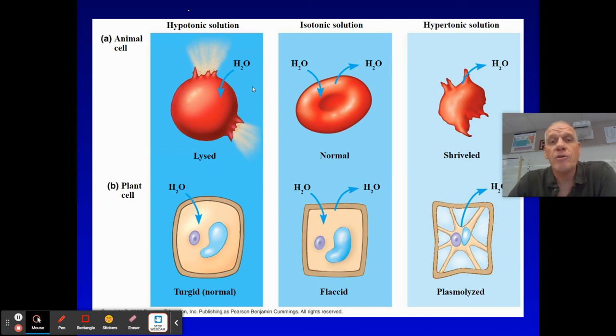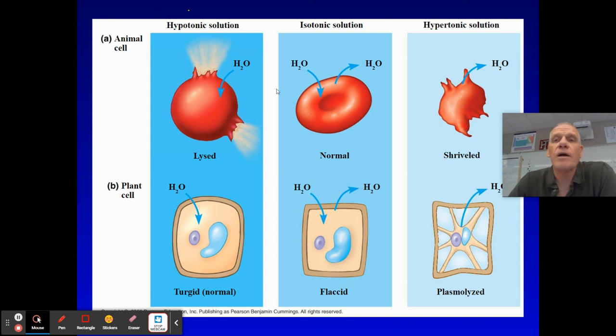So if you are ever super dehydrated and you have to go to the hospital and they have to put IV fluids into you, they would never, ever put pure water in because that would kill you. What they put in is a saline solution. It's like 8 to 10% salt, because that is what is isotonic with your blood.